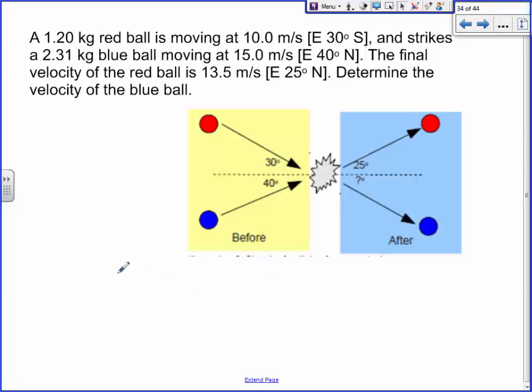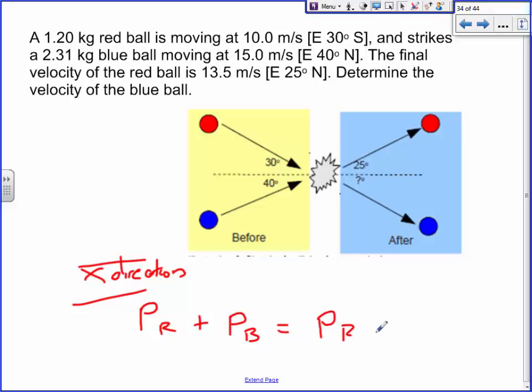Let's start off in the x direction. We need to know the momentum of the red ball in the x direction. We need to know the momentum of the blue ball in the x direction. And then afterwards, we need to know the momentum of the red one and the momentum of the blue one. This is kind of my before and after. I'm kind of going easier on the subscripts at this point, so long as you guys feel like you've got it organized in your head.